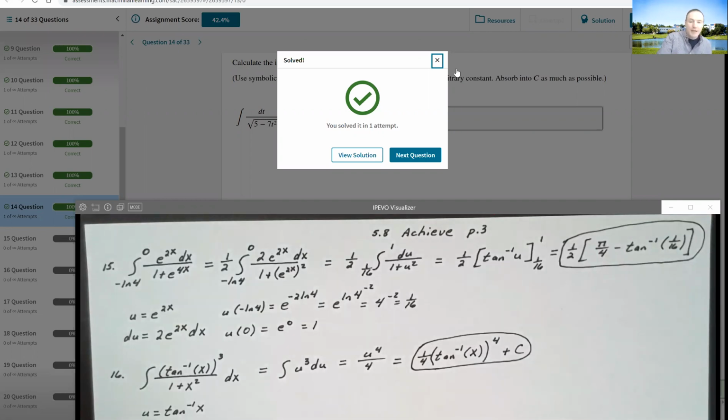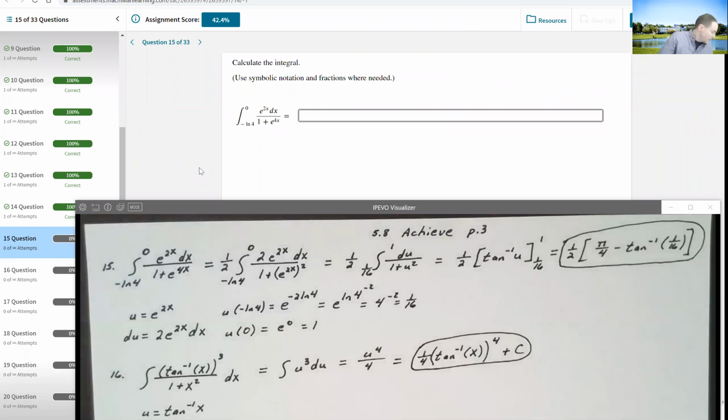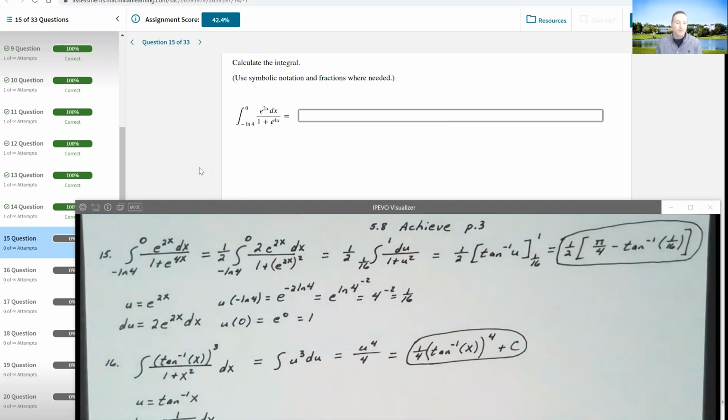So the next few problems aren't actually quite as fun as that one. The exponentials in this section, they don't get that bad. And in this one particularly, if you use substitution to simplify, it really makes things nicely. We have the integral from negative natural log of 4 to 0 of e to the 2x dx over 1 plus e to the 4x.